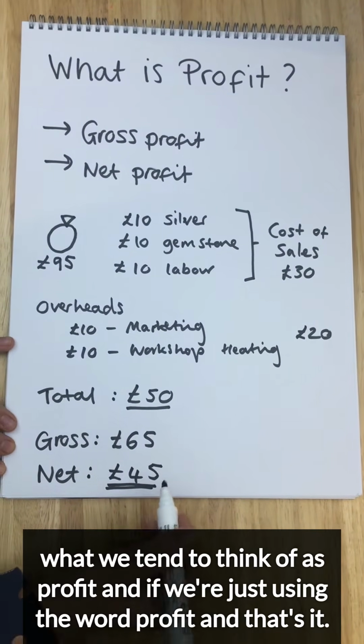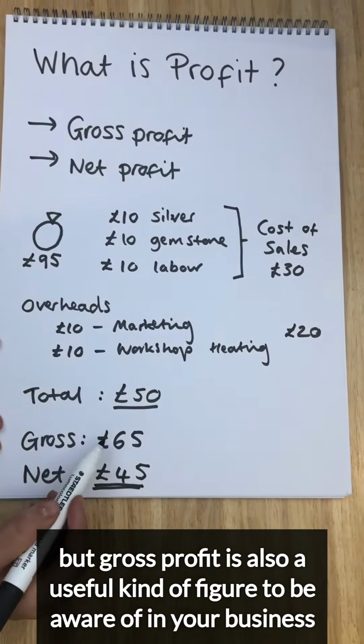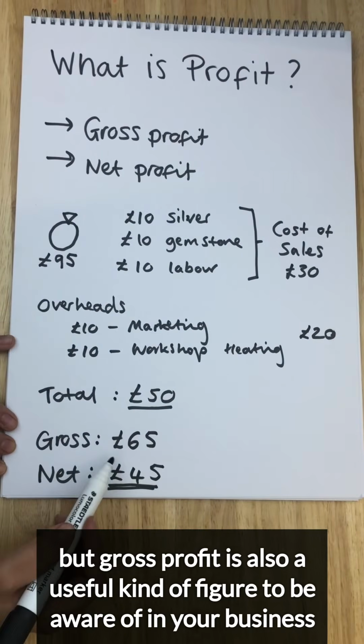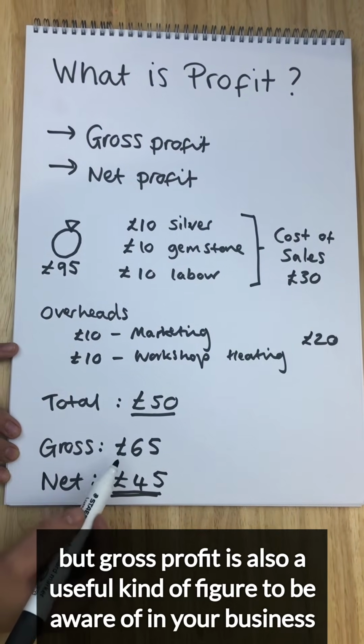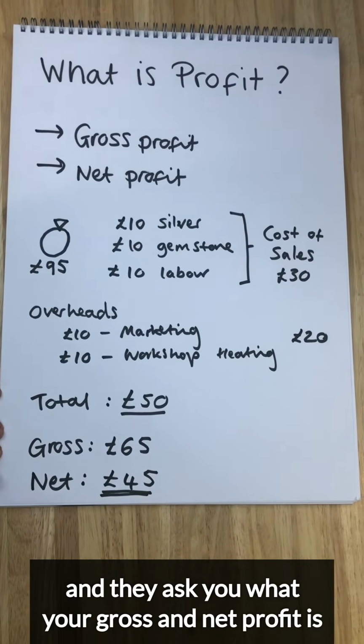So this net profit item is what we tend to think of as profit. And if we're just using the word profit and that's it, this is the one we'll generally mean. But gross profit is also a useful kind of figure to be aware of in your business, and very important if you're on Dragon's Den and they ask you what your gross and net profit is.